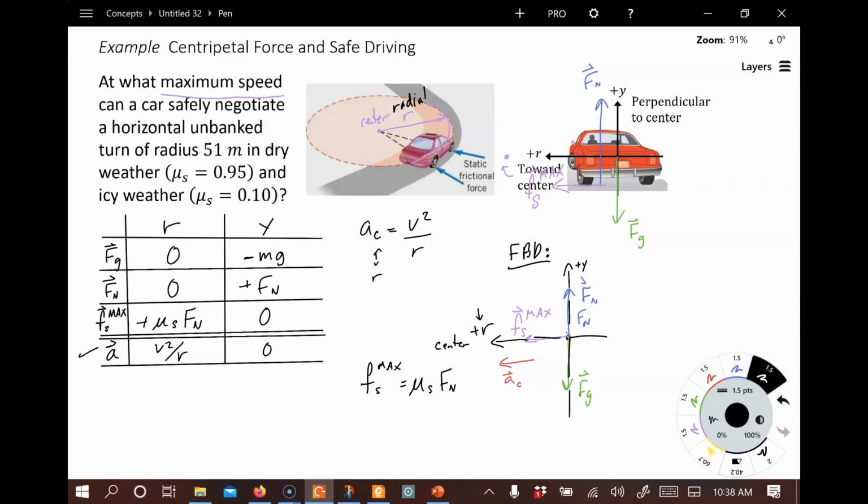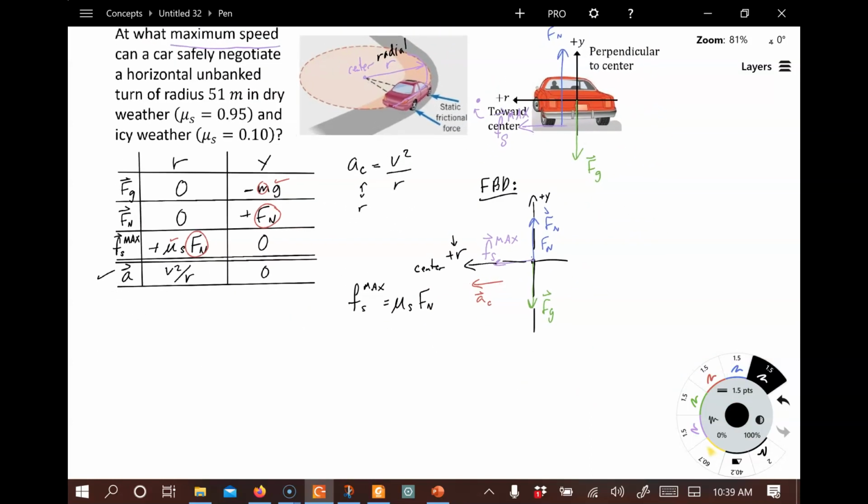So we've figured out these things here, and some of this stuff we already know. We already know what mu sub s is. We don't know what m is. We do know what g is. We don't know what F sub n is. What are we going to do next? Well, we're going to go ahead and plug these into Newton's second law. So let's go ahead and do this. I'm going to start with the y direction because that one looks easier.